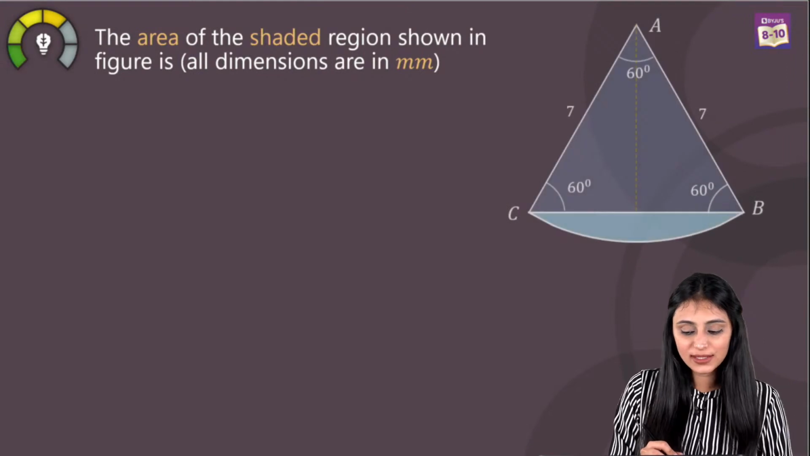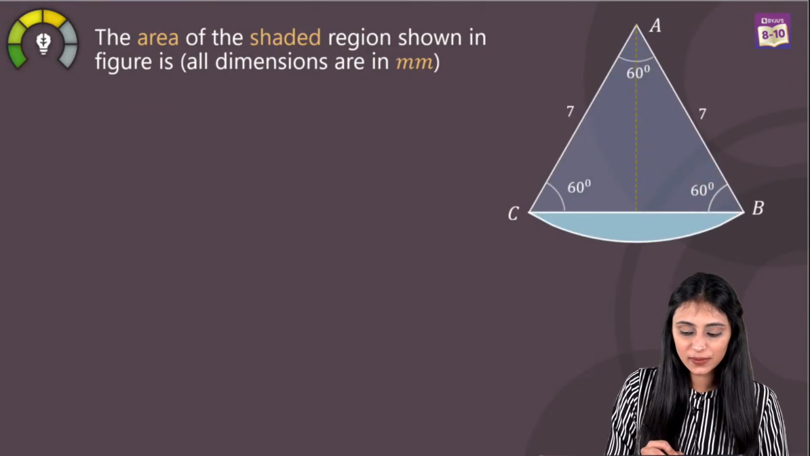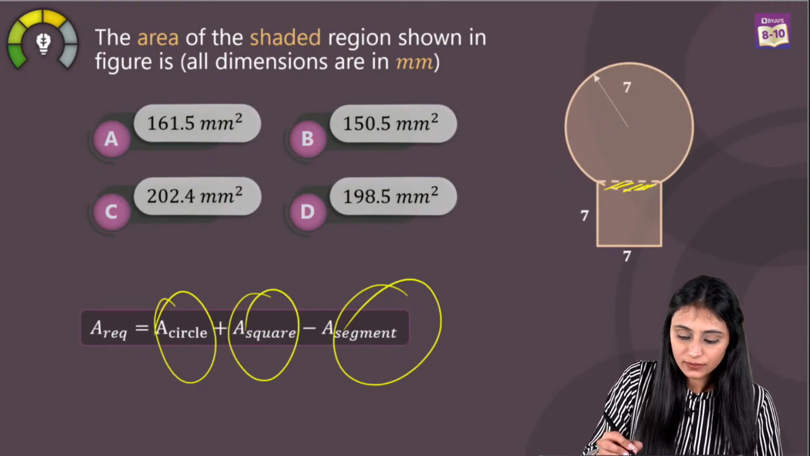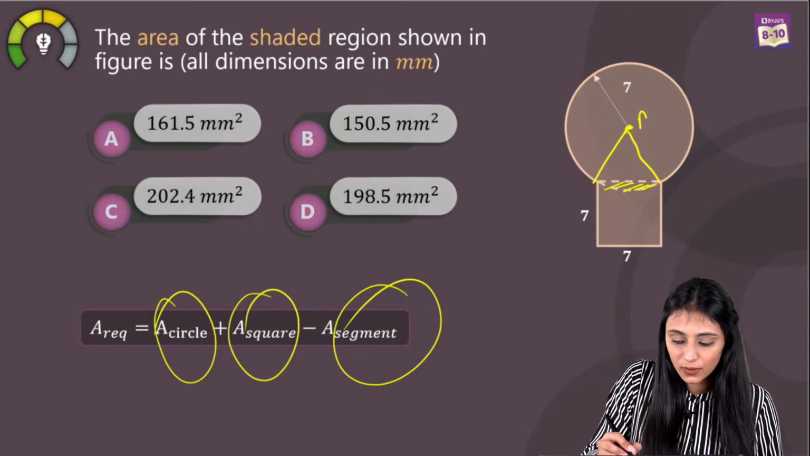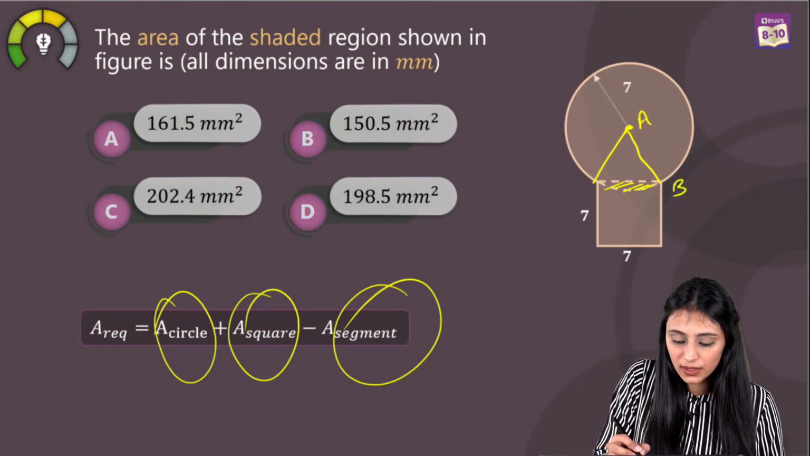All right. So to understand this, what we are going to do here is simply join this. This is the center. Okay, this is the center. Let's say this is B and this is C.